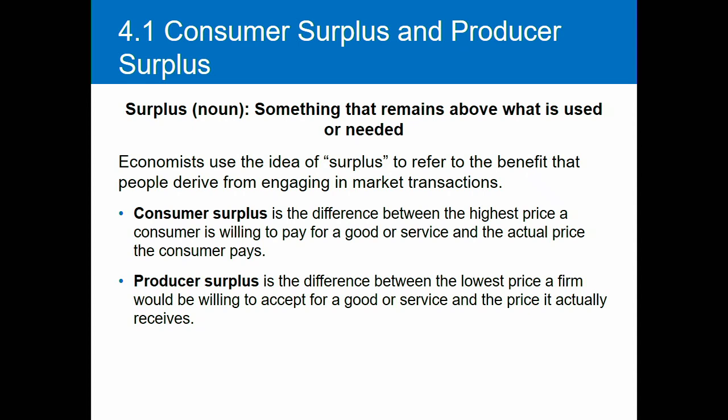So consumer surplus, the first side. Again, I like to start with the consumer stuff because, A, that's the way the textbook does it, so it's that much easier for me. But B, because you guys are consumers in your daily lives. You don't have a lot of experience running your own businesses, but you can intuitively understand the consumer side of the market. So the consumer surplus is the difference between the highest price the consumer is willing to pay for a good or service and the actual price they're paying. And the producer surplus is the flip side: the lowest price a firm is willing to accept, and the difference from the price they actually receive.